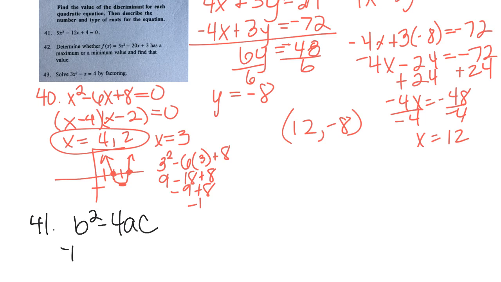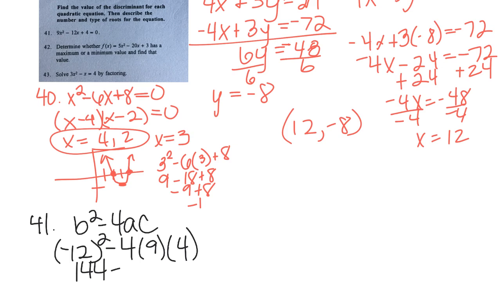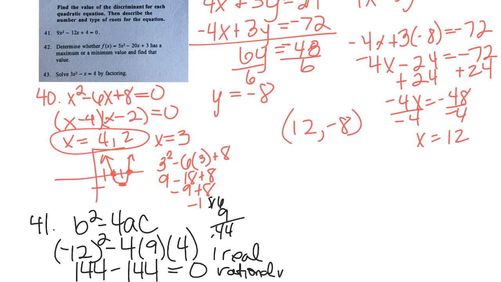So b is -12 squared minus 4 times 9 times 4. -12 squared is 144 minus 9 times 16. That's 144 as well. And so the value of my discriminant is 0, and then describe the number and types of roots. When my discriminant is 0, this is one real rational root.